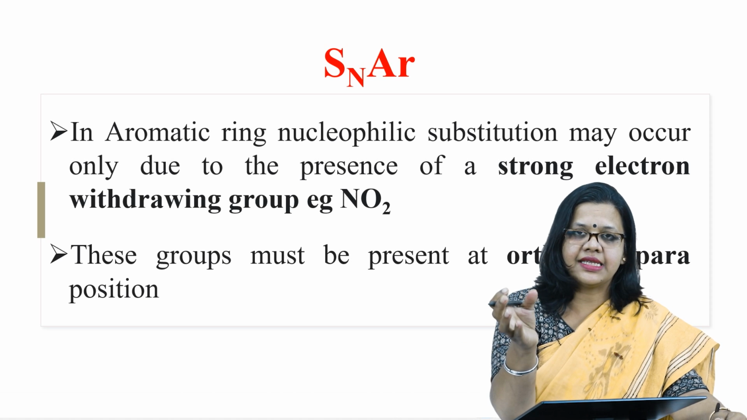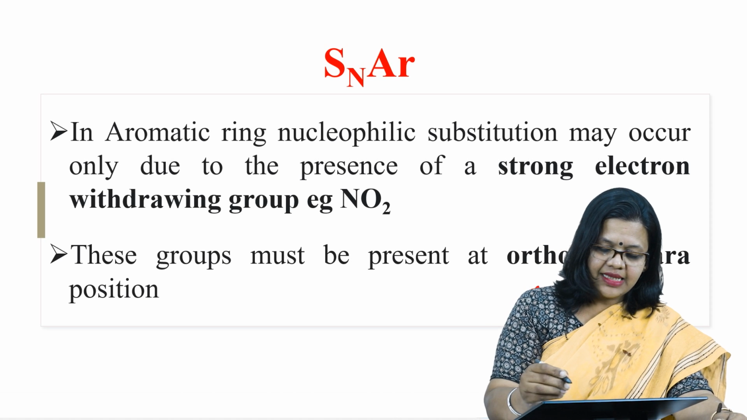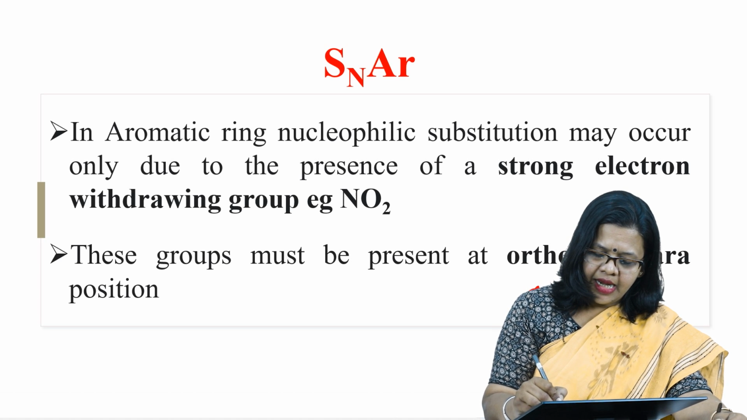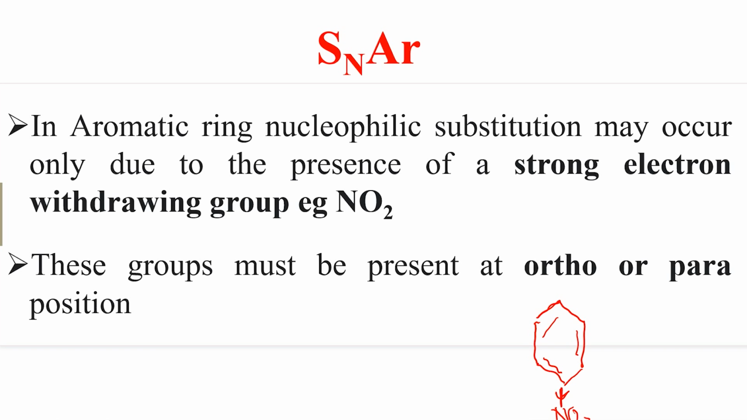So, in case the aromatic ring has, like if I draw a benzene ring over here, a nitro group attached to it or any such electron withdrawing group, the electron withdrawing character of this group will facilitate a condition in which the density of electrons will decrease at particular positions, that is the ortho and para positions within the ring, and thus facilitate the nucleophilic substitution reaction.